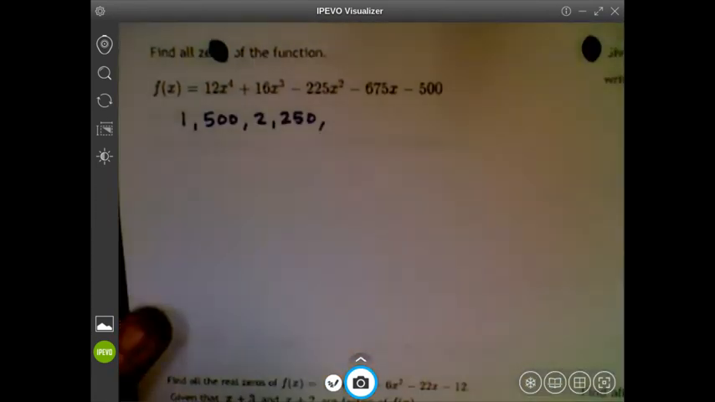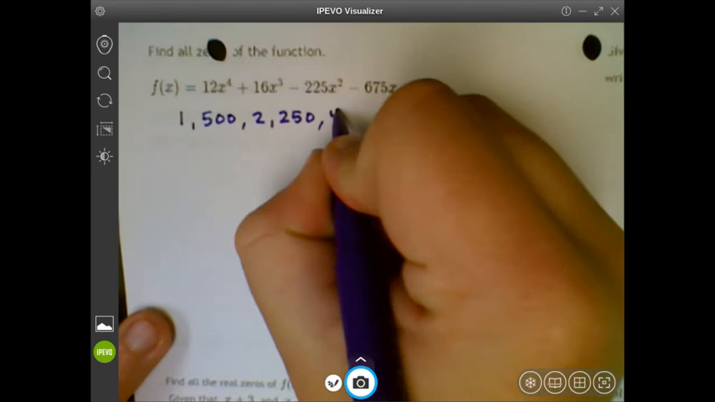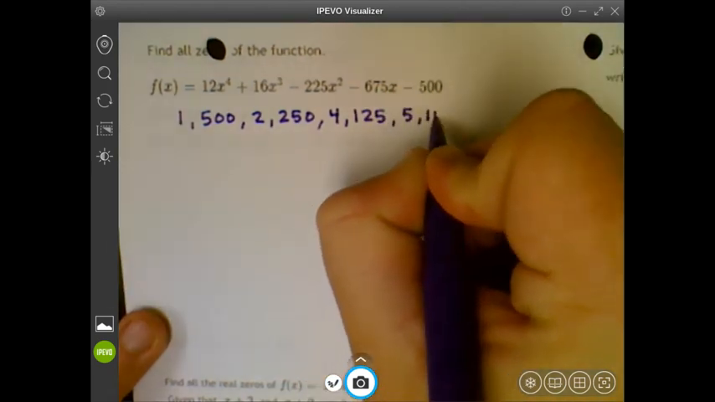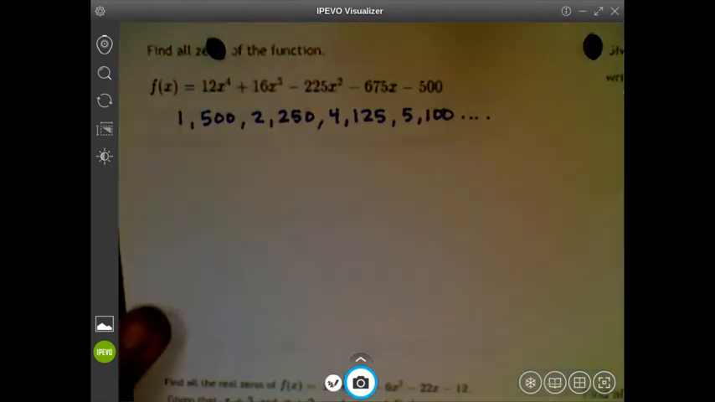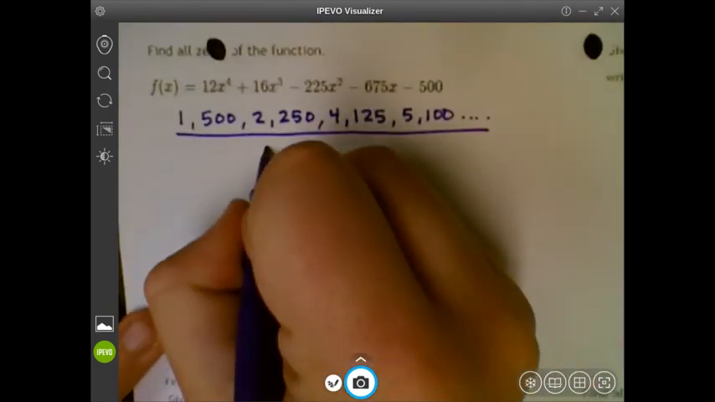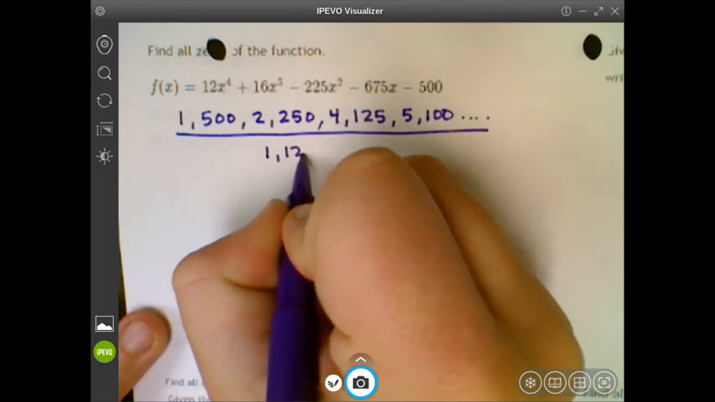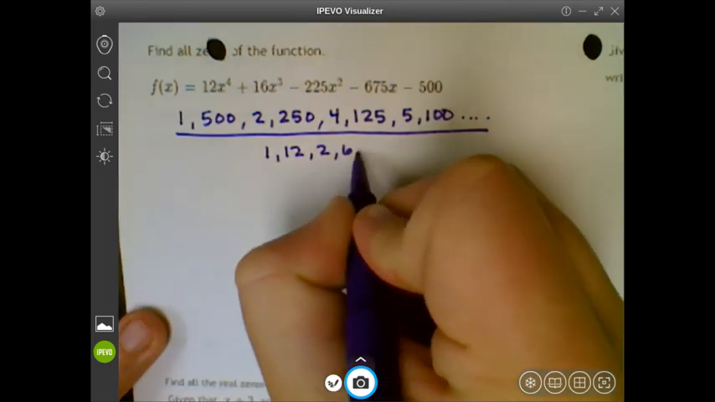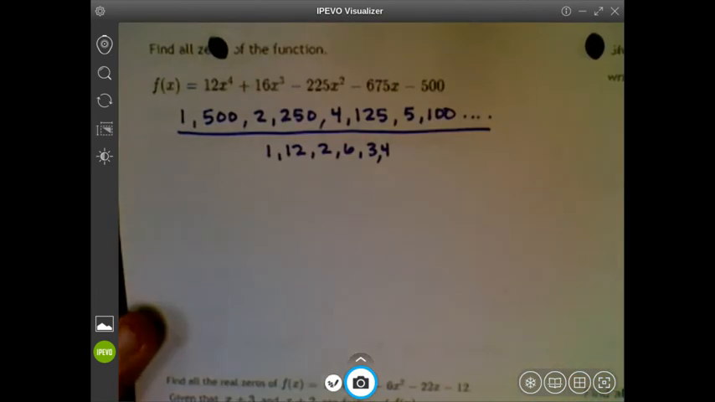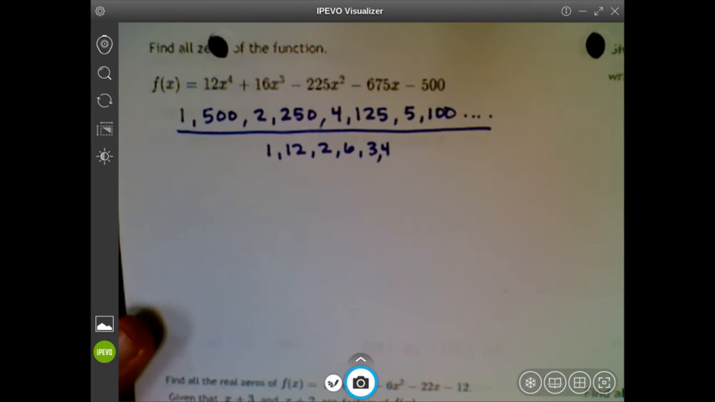3 doesn't work. 4 works, right? 500 divided by 4, 125. 5 times 100. And this list keeps on going. And then in the denominator, you would have 12, which would be 1 and 12, 2 and 6, right? 3 and 4. And you have the plus or minus version of all of these. So you can imagine how big this list really is.